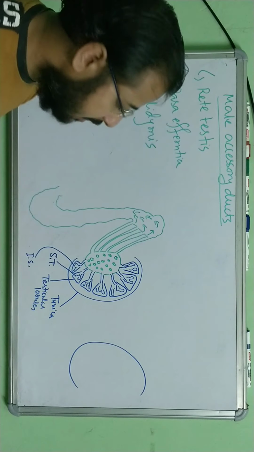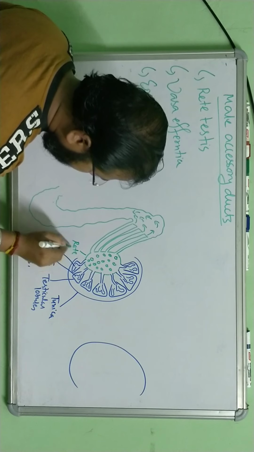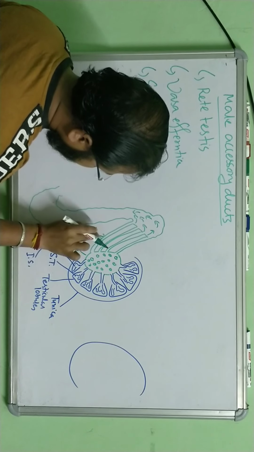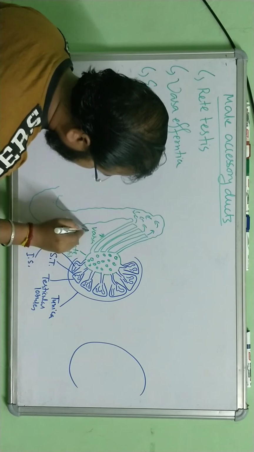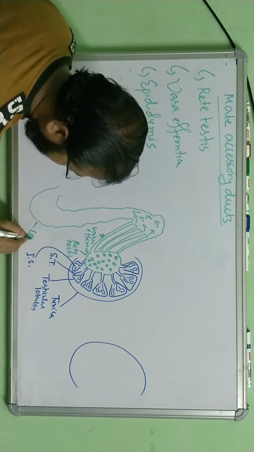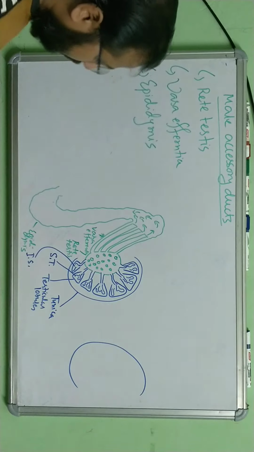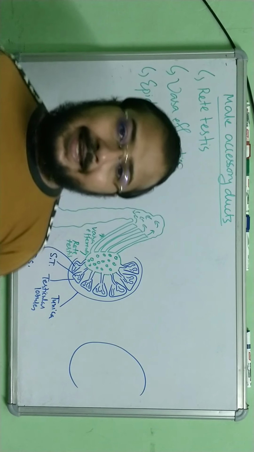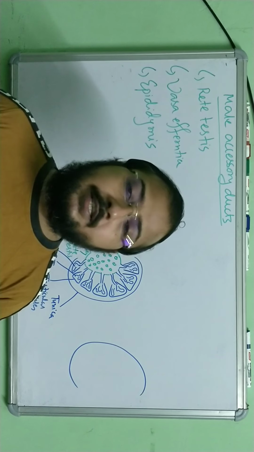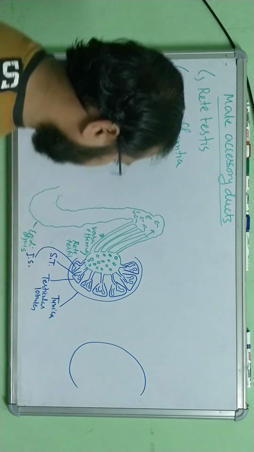Through this vasa efferentia they enter into the epididymis. So this is the rete testis, this is the vasa efferentia and this is the epididymis. Now in the epididymis the sperms can be temporarily stored for as long as 1 month, and during this time the functional maturation of the sperm takes place, which is a very important function.